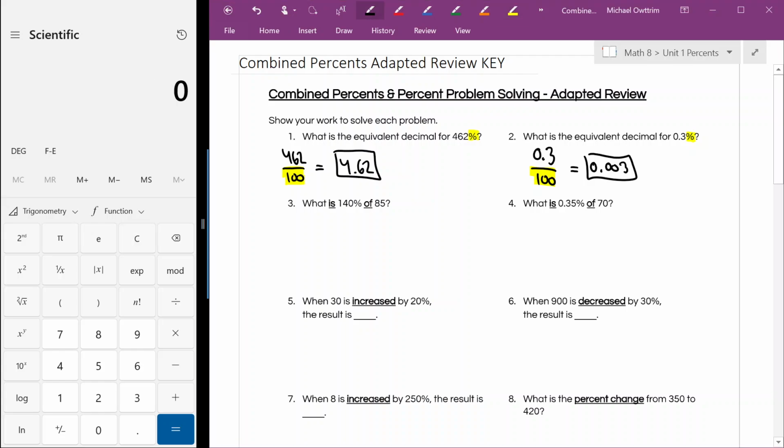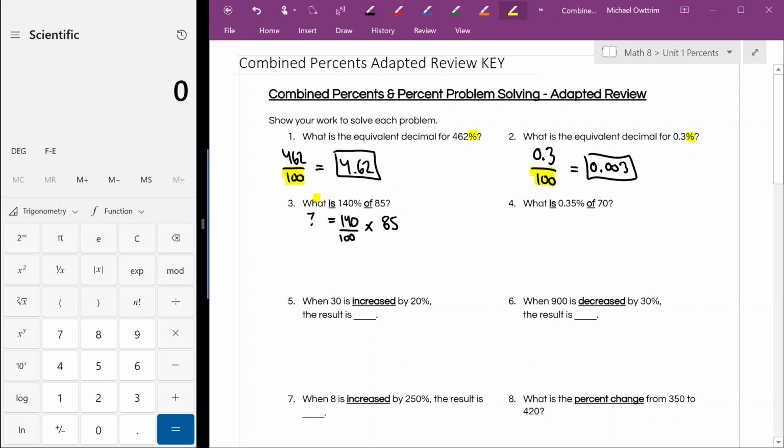Question 3 and 4 deal with our basic percent of questions. So here we don't have any mention of increase, decrease, or change. So this is just where we want to convert or translate our words into symbols. So the word what translates into our unknown, is translates into equals. 140 is just 140. Percent means out of 100. Of means multiply, and 85 is just 85.